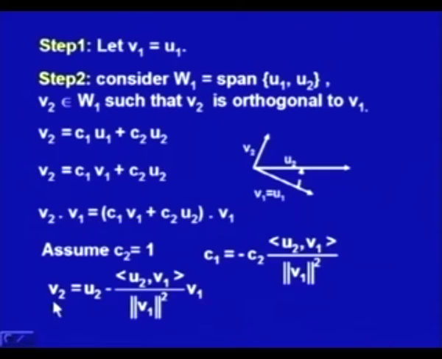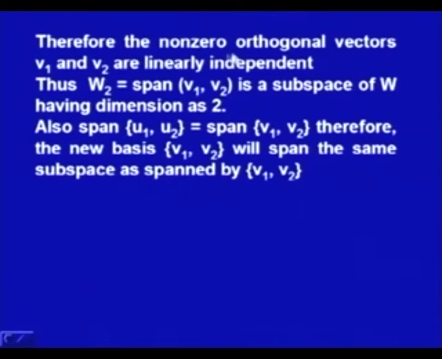So, we have obtained vector v2 which is perpendicular to v1. So, for given two vectors we have two orthogonal vectors. Now, therefore, the non-zero orthogonal vectors v1 and v2 are linearly independent, this we have just now proved. Now, the span of v1 v2 is a subspace of W having dimension 2 because these vectors are independent. Further, span of u1 u2 is the same as span of v1 v2. Therefore, the new basis v1 v2 will span the same subspace as spanned by u1 and u2.